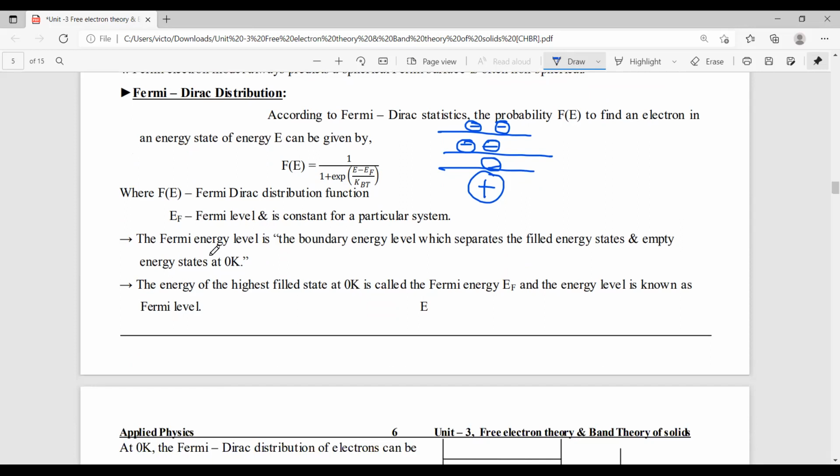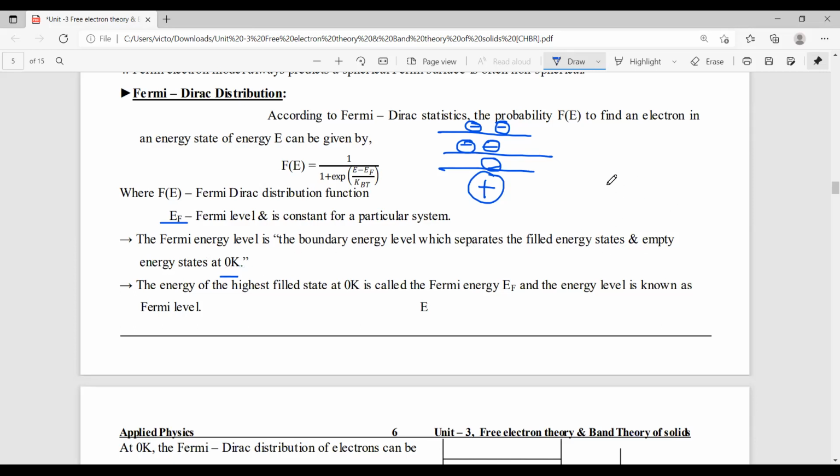So what is the Fermi energy level? Again, there is a definition. What is EF? What is the Fermi energy level? So the Fermi energy level is the boundary energy level, which separates the filled energy states and empty energy states at 0 Kelvin.